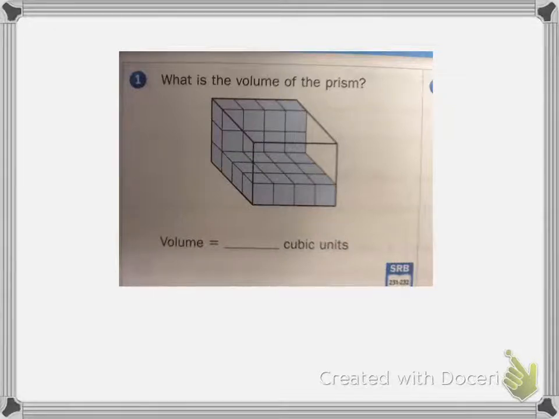Number 1 says, what is the volume of this prism? So if I were going to do it, I would be finding the length, the width, and the height. First I'm going to start with the length, which is 4, the width, which is 4, and the height, which is 3. So I know one of my formulas for volume is length times width times height.